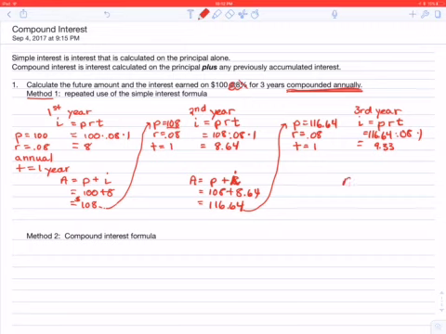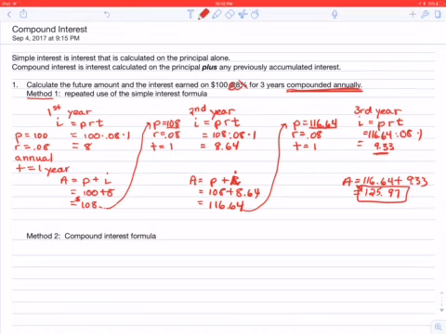So the amount that's in the account was what we started that year with, that $116.64, plus the interest that was earned, $9.33. So it's $125.97. That's the amount that's in the account at the end of 3 years.